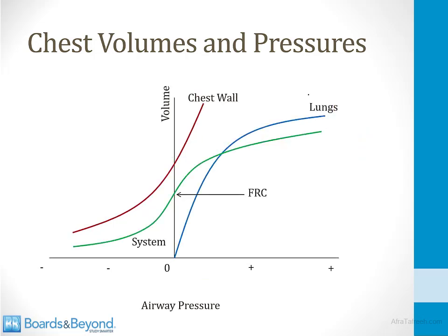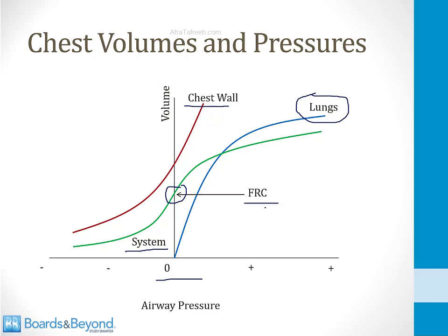So now let's look at the three curves together. The blue curve is the lungs, the red is the chest wall, and the green is for the respiratory system as a whole. And what you can see is when there's no pressure inside the airways, the respiratory system as a whole is going to have a volume right here on the y-axis, and that volume is the FRC that we talked about earlier.